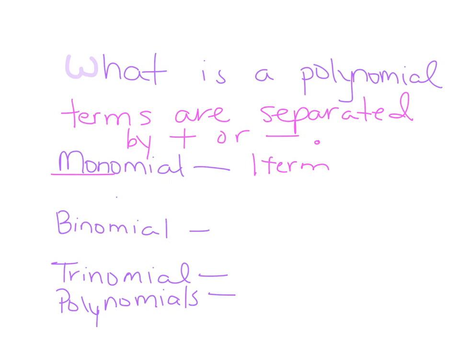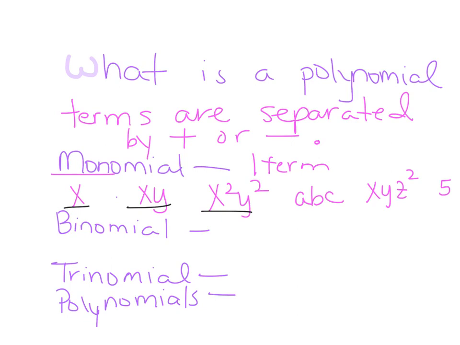So an example of a monomial is something like x, or xy, or x squared y squared, or abc, or xyz squared, or just a number like 5. Those are all monomials, and the reason why is because they have no addition or subtraction. They have one term each.